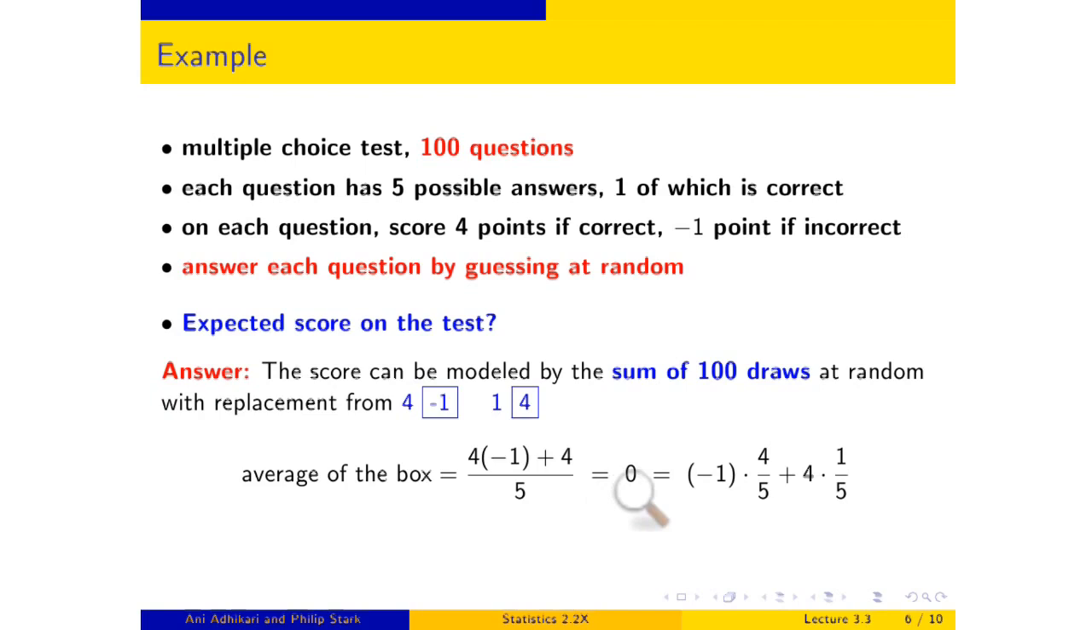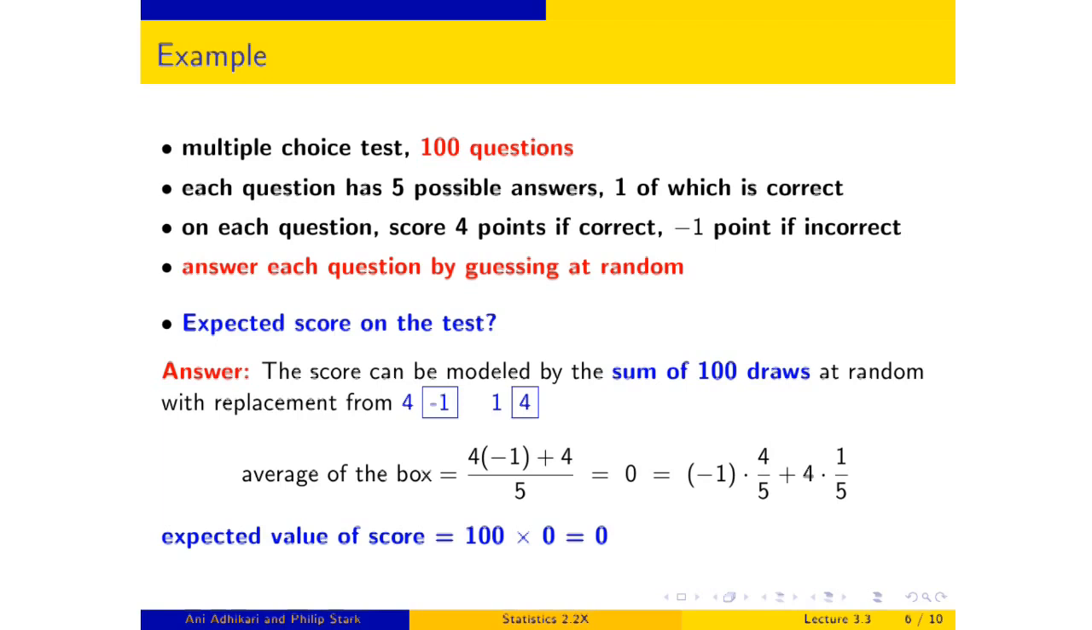And what does this 0 mean? That means on average per question, you expect to score 0 points. Well, if that's what you expect, then what do you expect to score on the test? 0. On average per question, 0 points, and so you have 100 questions, 0 times 100 is still 0. You expect to score 0 on this test, if you guess at random.